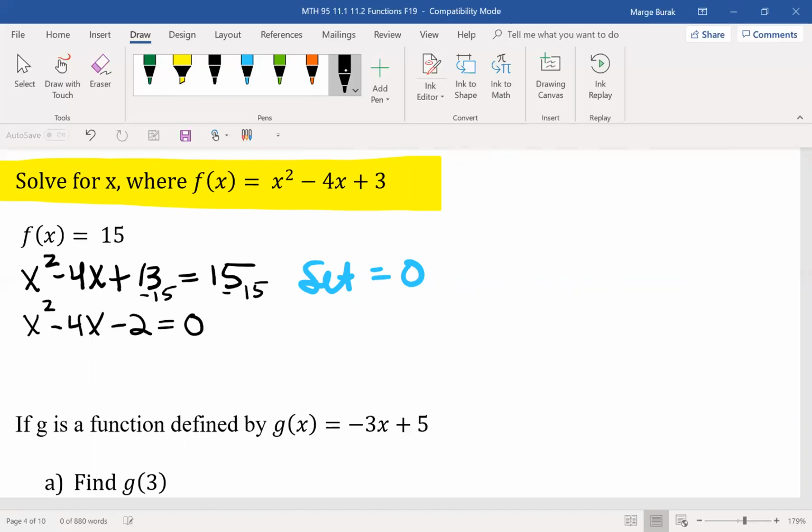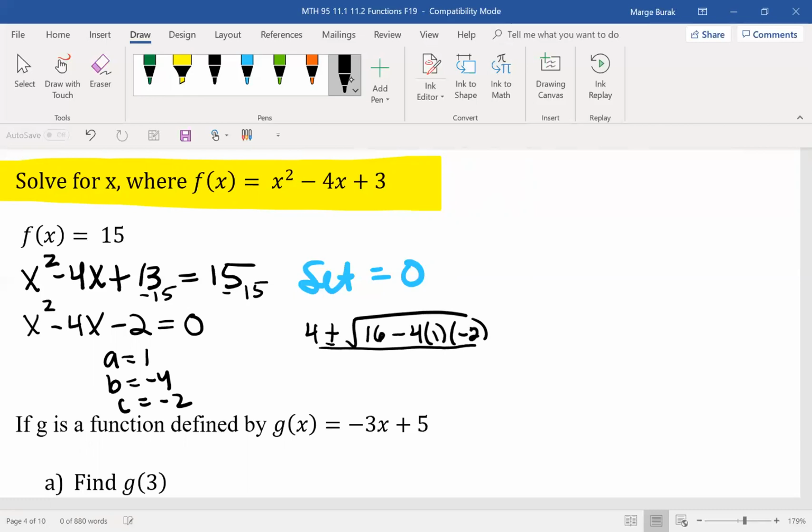And I can see that that is not going to be factored. It looks like the quadratic formula. A is 1, B is negative 4, C is negative 2. Opposite of B, so we're going to have a positive 4 plus or minus the square root of b squared, which is 16, minus 4ac all over 2 times a. Okay, I'm just doing the quadratic formula here. We talked about this. Okay, I need to simplify that.